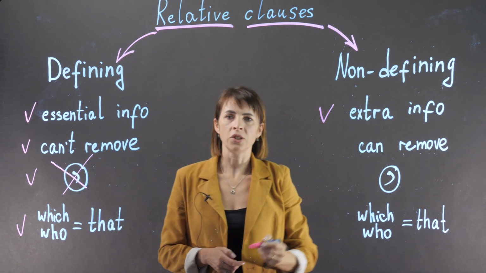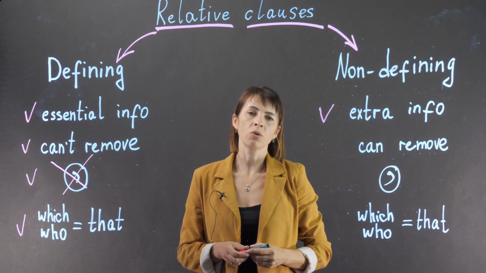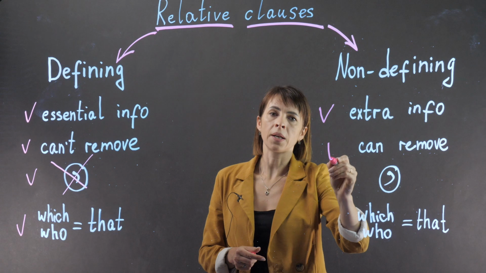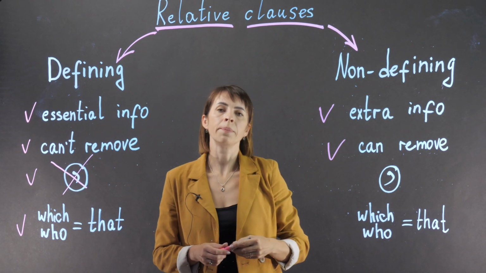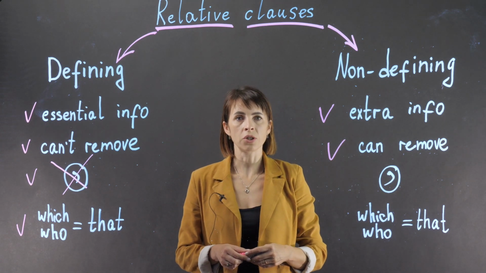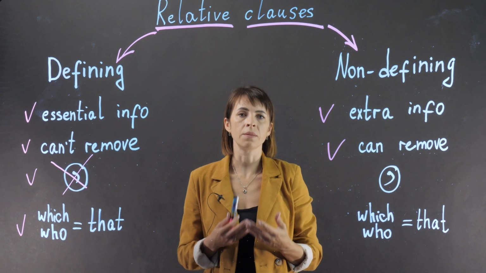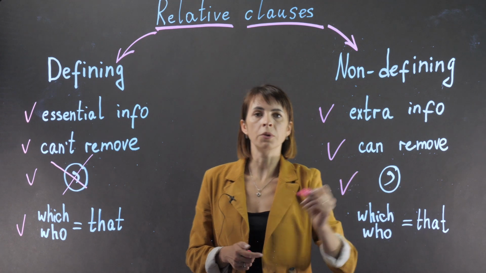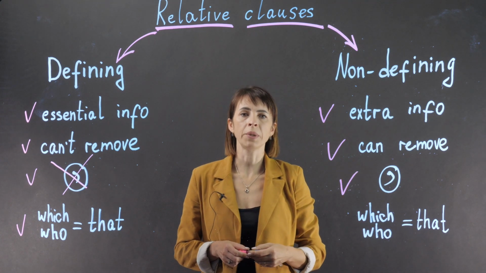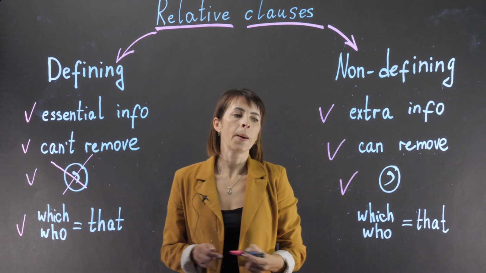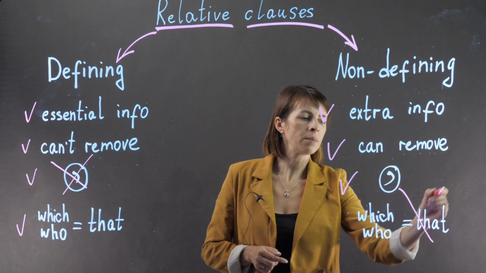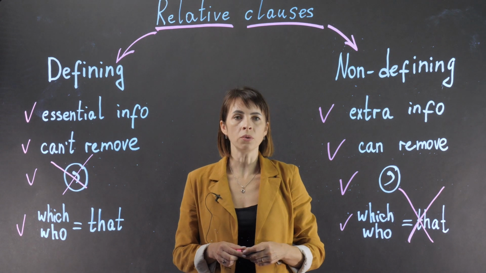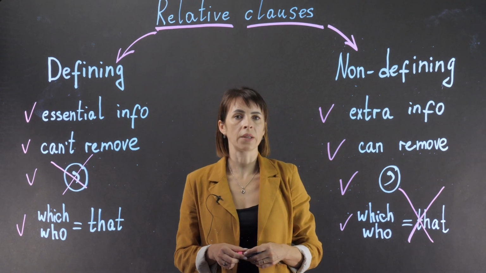Поширювальні підрядні речення дають нам додаткову інформацію. Ми можемо забрати поширювальне підрядне речення з цілого речення, і воно буде мати зміст. Ми використовуємо коми в поширювальних підрядних реченнях. Ми не можемо заміняти займенники which або who на займенник that.